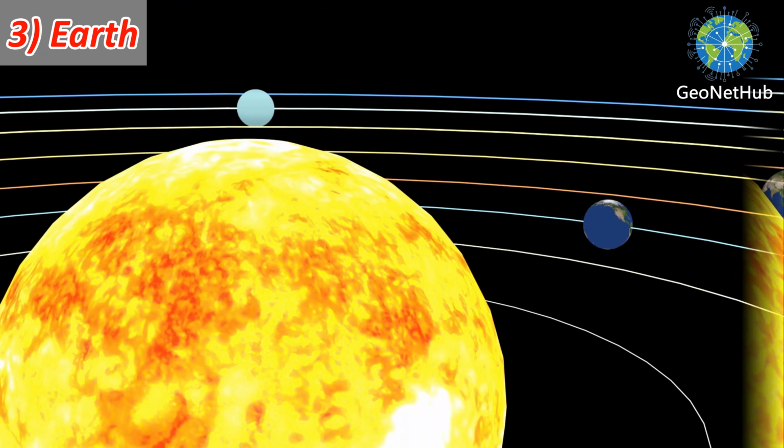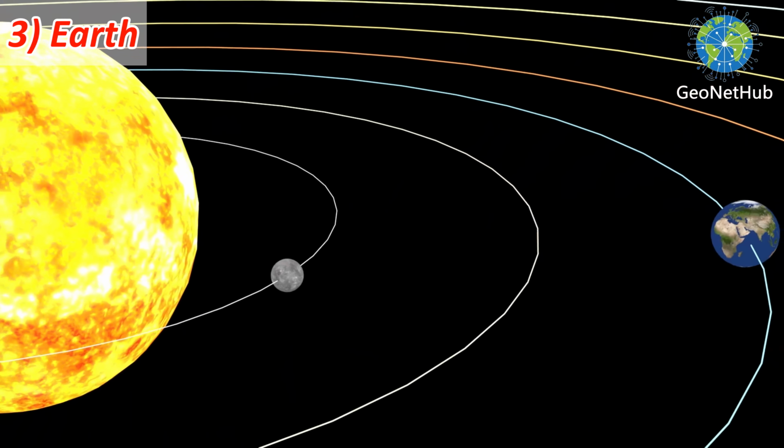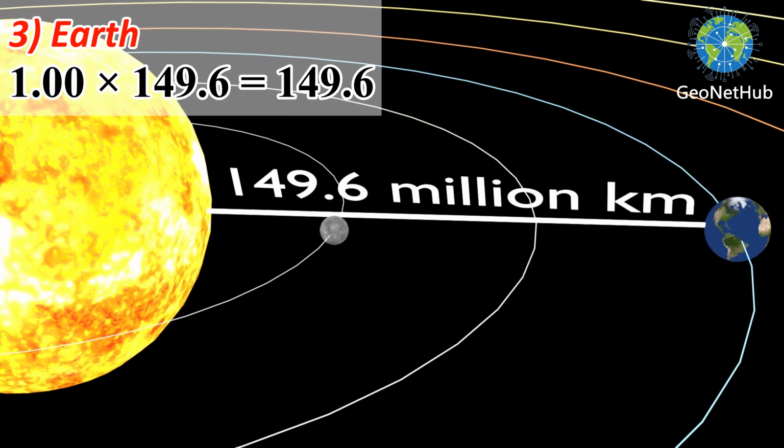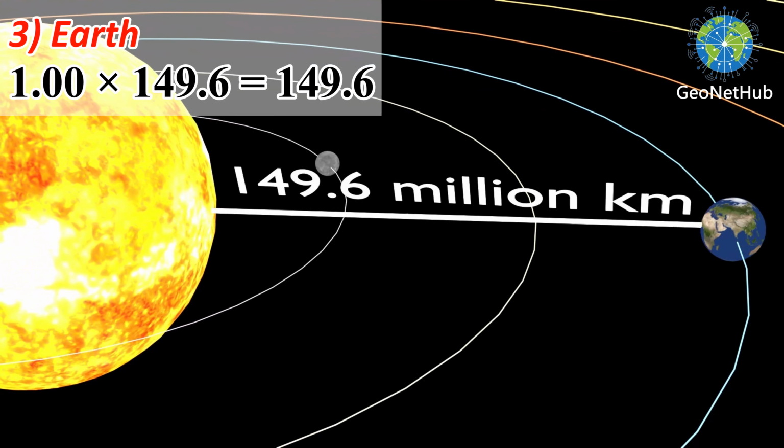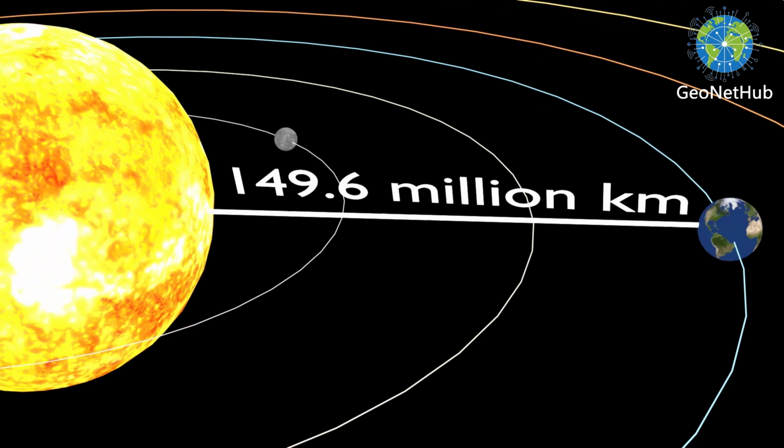Earth. Earth orbits at exactly 1 astronomical unit. This distance represents a perfect balance between heat and stability. Because of this balance, Earth became our reference point.